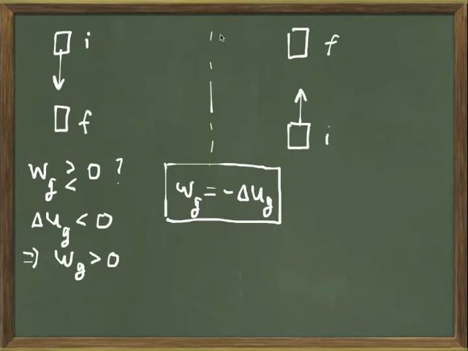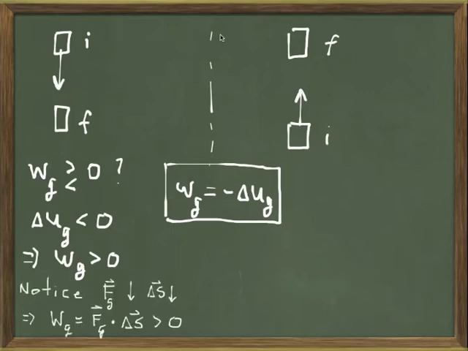What I just said is here. Since the change in the gravitational potential energy is negative, then the work done by gravity is positive. Or I look at the directions. Force of gravity going down, displacement going down, the dot product between those two vectors should always be something positive if the two vectors are pointing in the same direction.